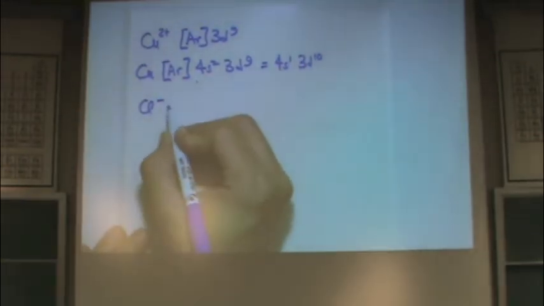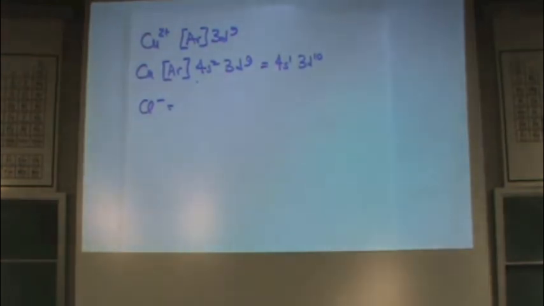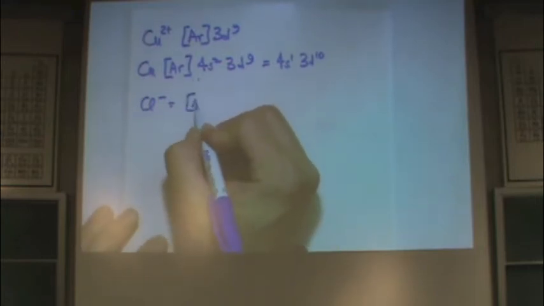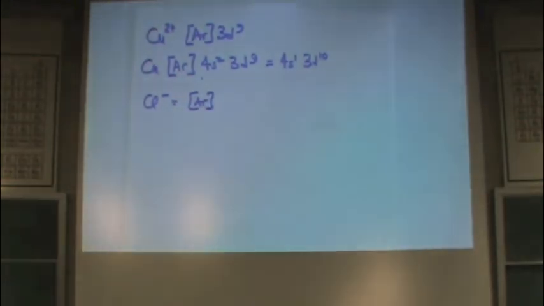Okay, chlorine minus. Now, if it's not a transition metal, it's probably a little bit easier just to figure out. If you add an electron to chlorine, what element are we talking about? Argon. Okay, that's your answer. Okay, good. I can do another one because that one wasn't bad.